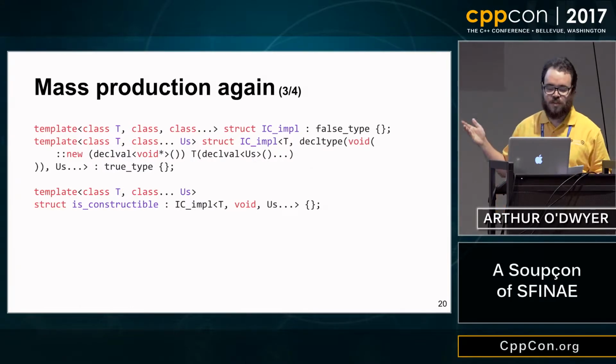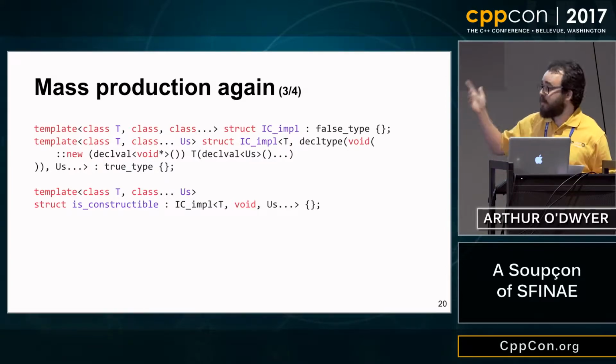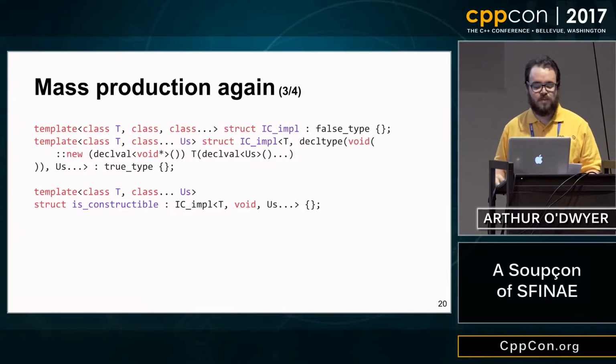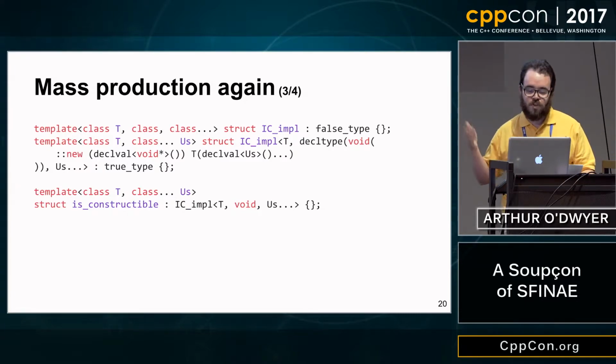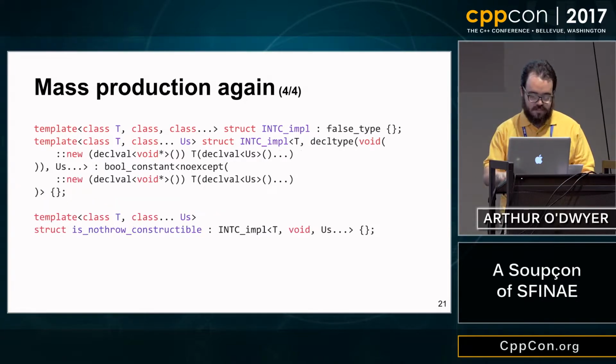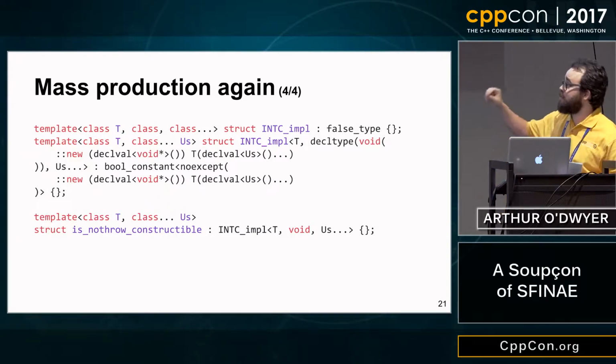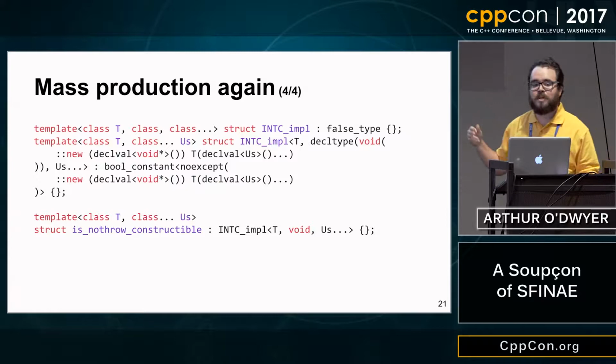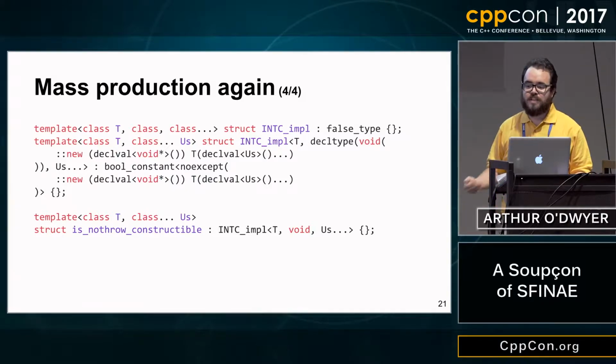Here's is_constructible. Can I construct a T from a bunch of U's? That's a variadic. There are variadic params there. U's is a pack of types. Not a problem. Works great. Is no-throw constructible? Exactly the same as the last slide. Its SFINAE is under the same conditions. The partial specialization becomes ill-formed, and I fall back to the base template under the same condition.